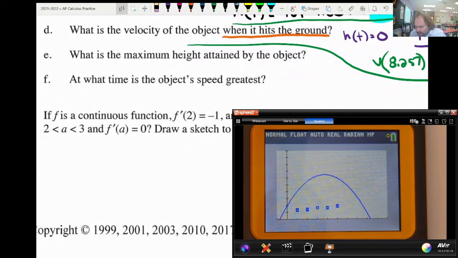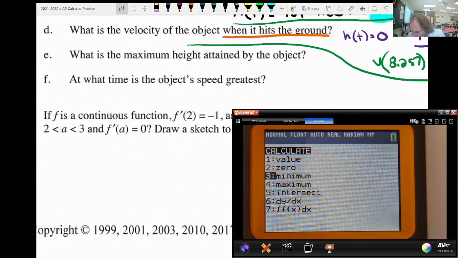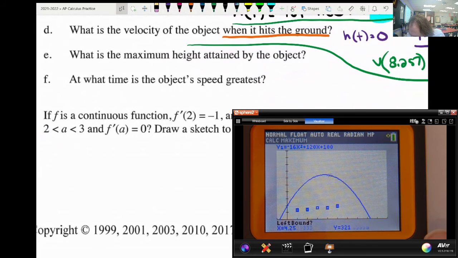So maximum height, honestly, a calculator is the better tool for this job. If we want to know the maximum, let's just do the left bound and the right bound, and we'll do our guess right in the middle. Looks like the maximum is at 3.75, 325. We could have found that by setting the velocity equal to 0 to find the time and then plugging that time into the height function, but not interested in that.